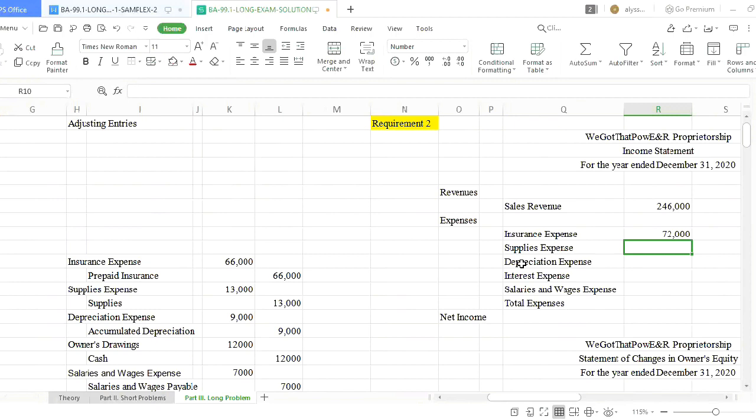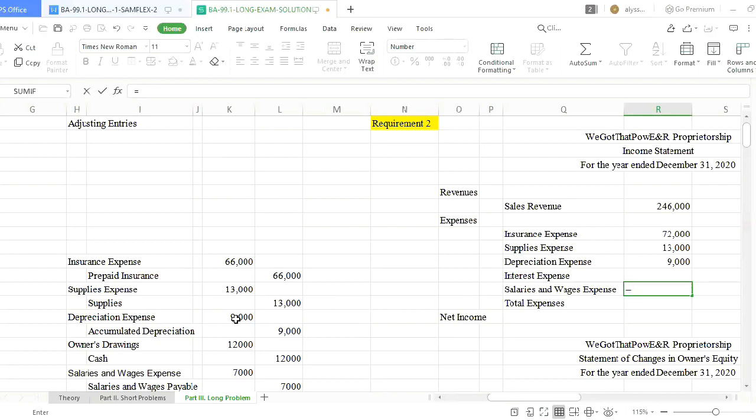The next, our supplies expense. We have one entry for that. It's this one. And then for the depreciation expense, we have what we included in our adjusting entry. It's 9,000. And then interest expense. Let's go first for salaries and wages expense.